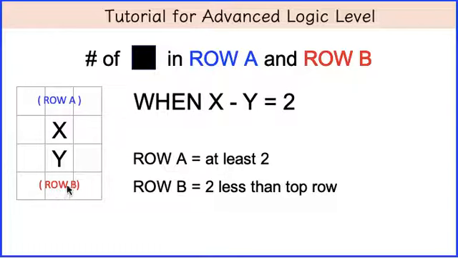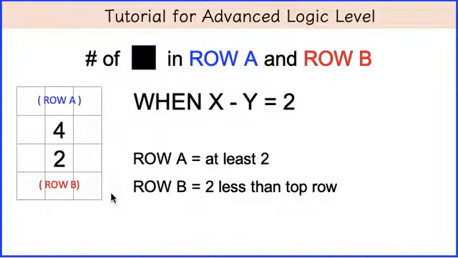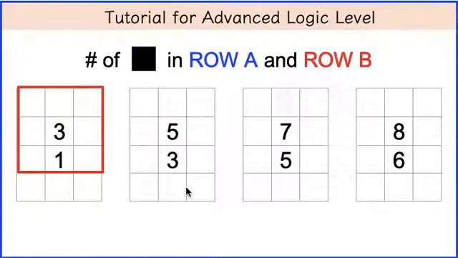That's because, let's say you have 2 black squares here in row B, then in row A you need to have 2 more. So that means you need to have 4 black squares here, which is not possible. Okay, so it's the same thing, so let me just move on. And I will explain to you why that is.